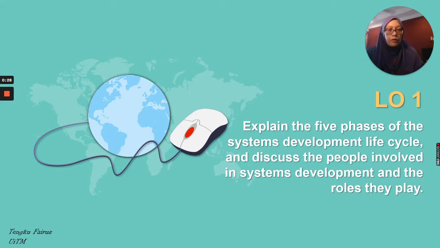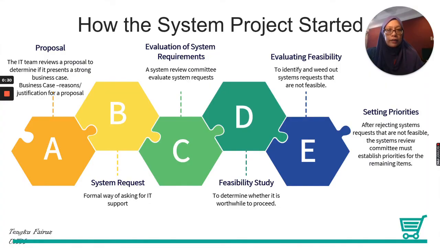First of all, before we look at the SDLC, the phases involved in the system development life cycle, let me explain the overall picture of how a system project started. A system project means how they start the development of a new system. As we discussed in the introduction part, there are many reasons why companies want to change the current system to a new system.